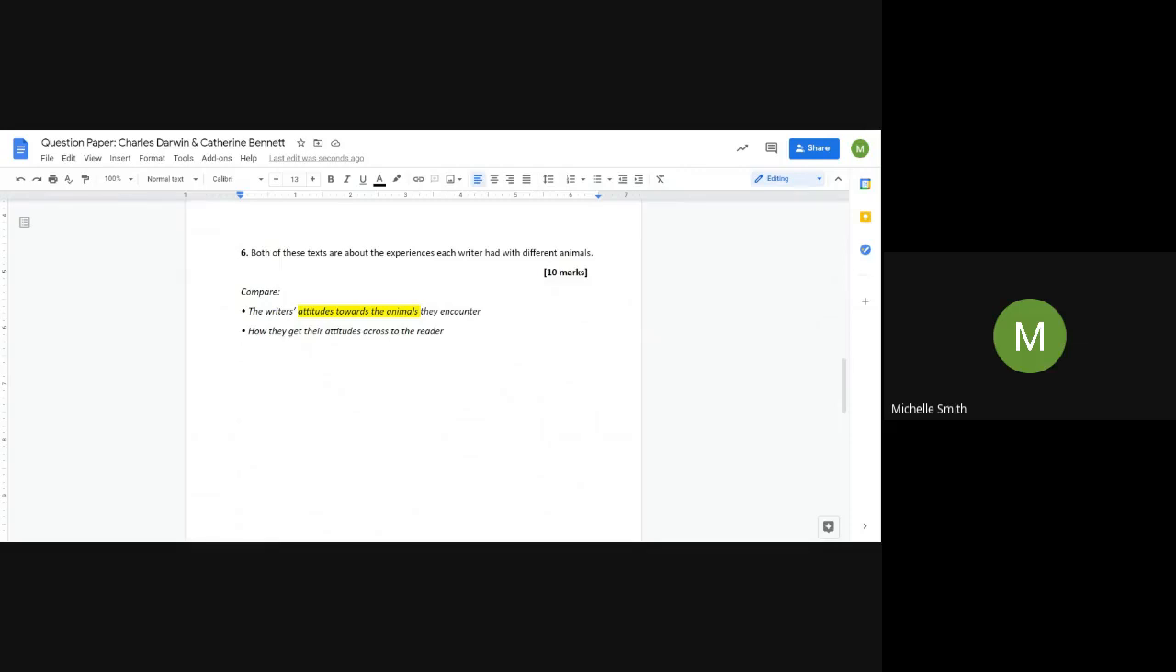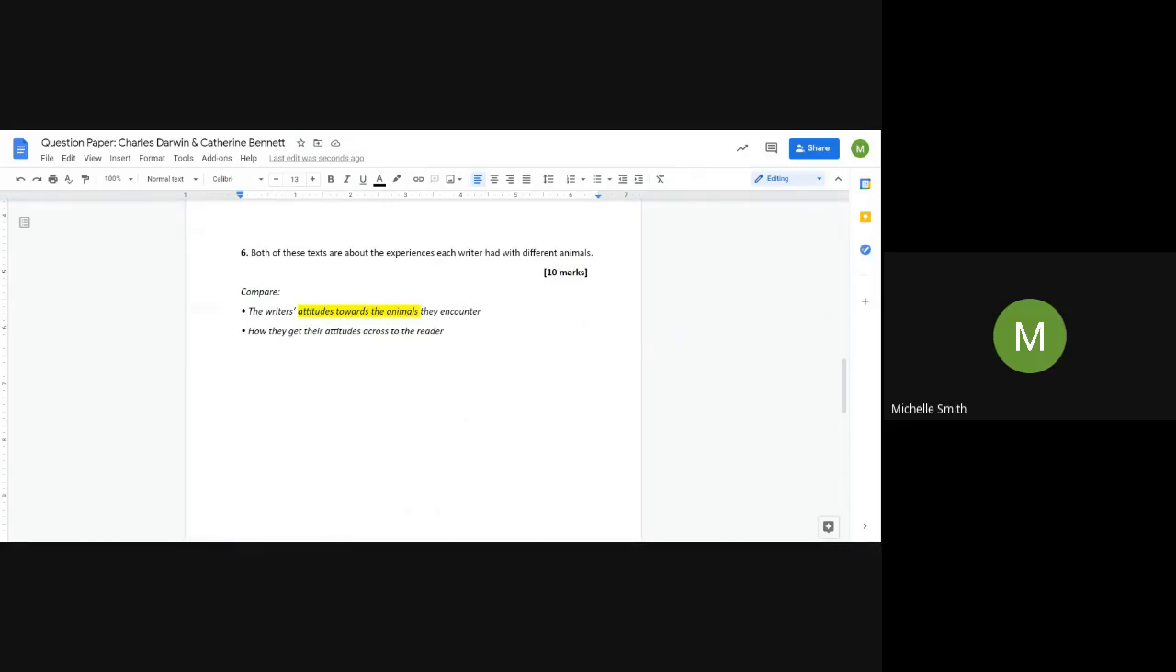So straight away, without even looking at the texts, I know that Catherine Bennett has a really negative attitude towards the dog that she encountered because it attacked her. And I know she's got that negative attitude because there's quite a sarcastic tone to a lot of that article. She uses a lot of exaggeration and hyperbole to get across how big and aggressive that dog was, and plays on that idea of how scared and vulnerable she was in that situation. And then she begins to back it up with other facts and statistics about dog attacks.